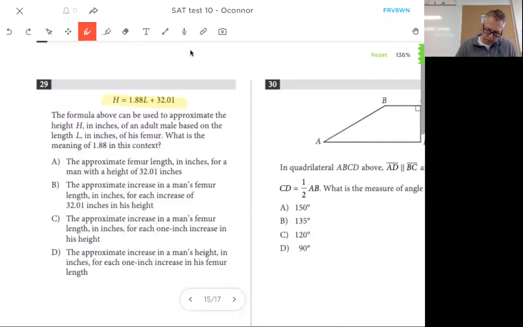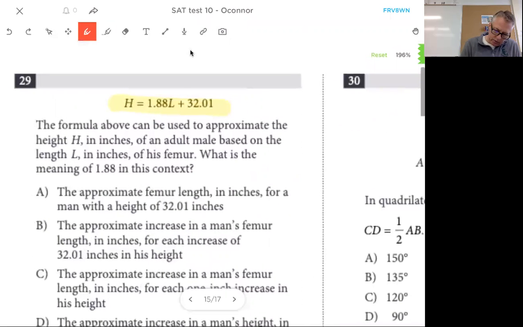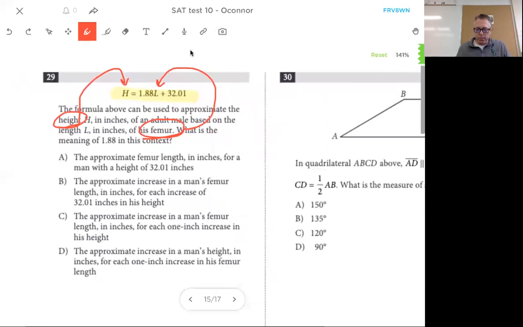So the height is our H, and the femur is our L. And so what is the meaning of the 1.88? Well, think about an input value. If we input the length of 5, and I'm just making up a number 5, we would do 1.88 times 5 plus 32.01 to get our height. If we input 6 for L, we would do 1.88 times 6 plus 32.01 and so on.